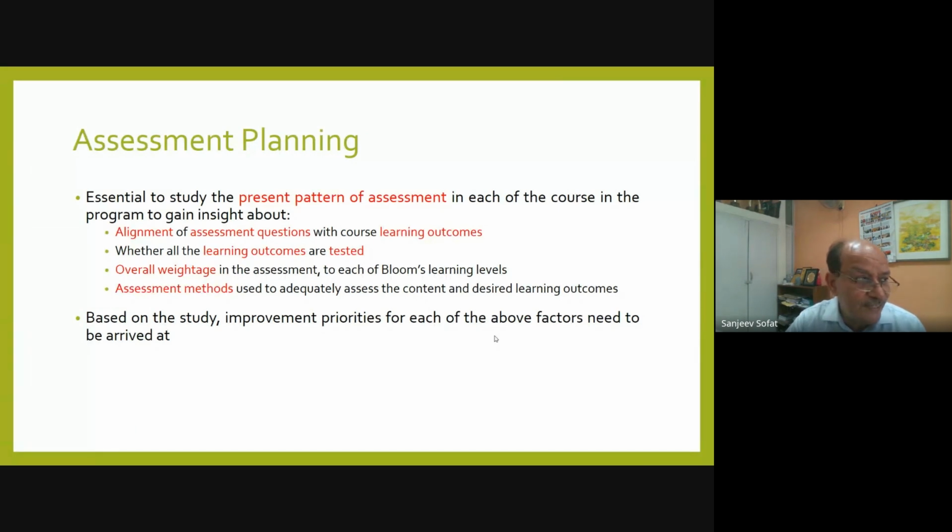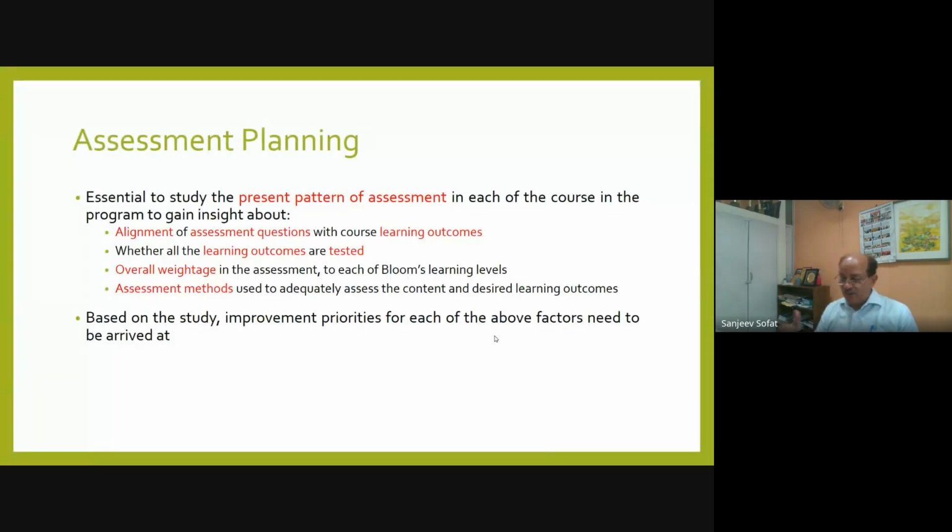That's not what we expect. The outcome we expect from a course, in terms of the bridge design, because I'm not testing you for designing. So this is what we have to see: how exactly my questions can be aligned to the learning outcomes which are there.